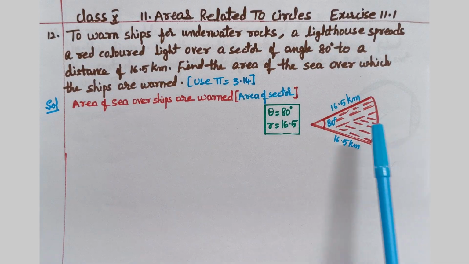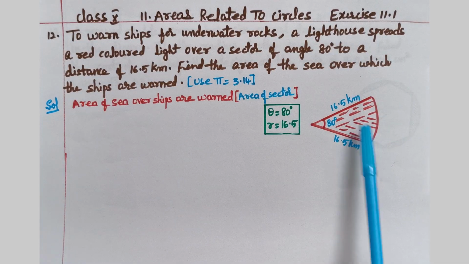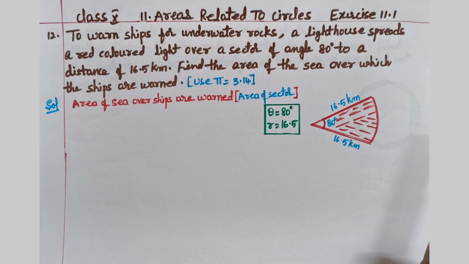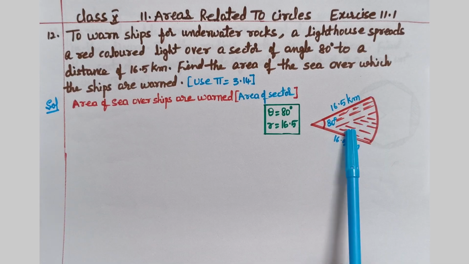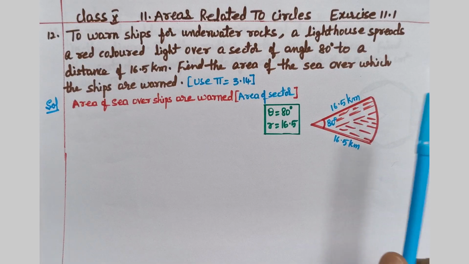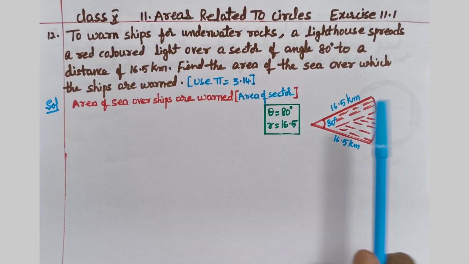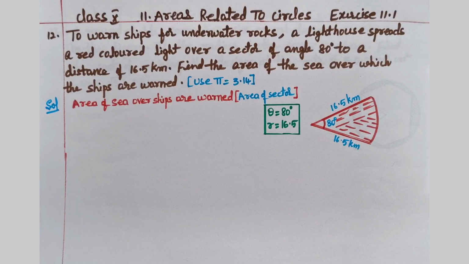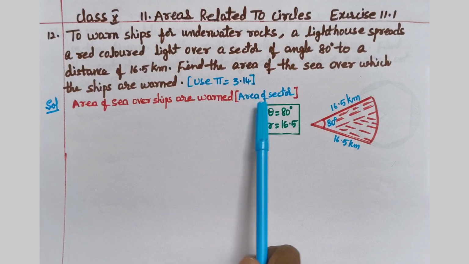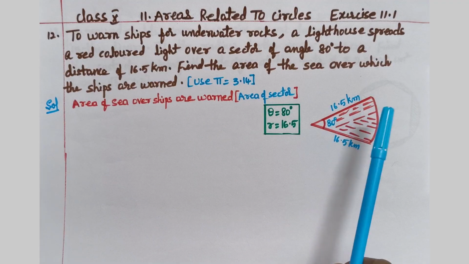This is the question. So this is the red color light. How much is the distance of this light? 16.5 kilometers. How much is the angle? 80 degrees. So how much area will this light spread? Here we will find the area of the sector, that is the area of the sea over which the ships are warned. So now we will find the area of the sector.